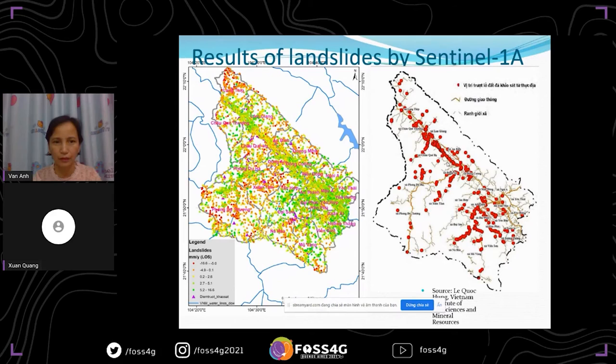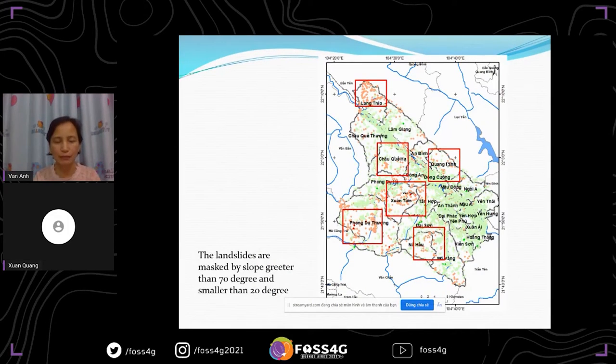Firstly, we had to mark some slope greater than 70 degrees and smaller than 20 degrees. That means if the slope is greater than 70 degrees, there is less landslide, and also less than 20 degrees. So we make the mask to highlight some areas that have the opportunity to have landslides. You can see in this area in the north at the top, and here also you can see in this area and also that.